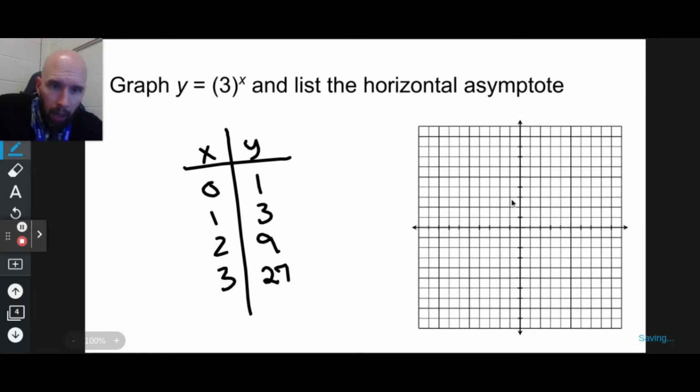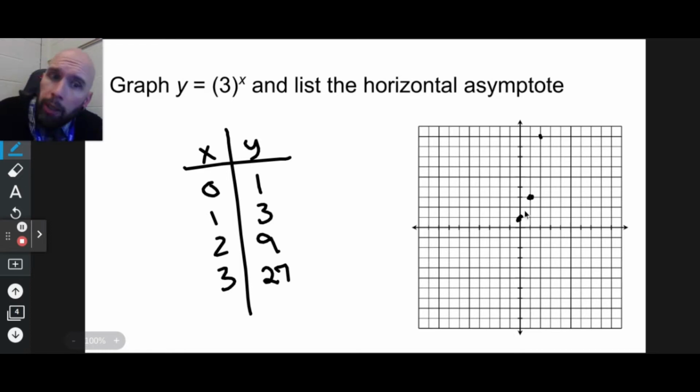So let's plot what we have. I have 0, 1. That's point number 1. I have 1, 3, not 0, 3. I have 2, 9, which is right 2 up. 1, 2, 3, 4, 5, 6, 7, 8, 9. And then I really can't put 3, 27.